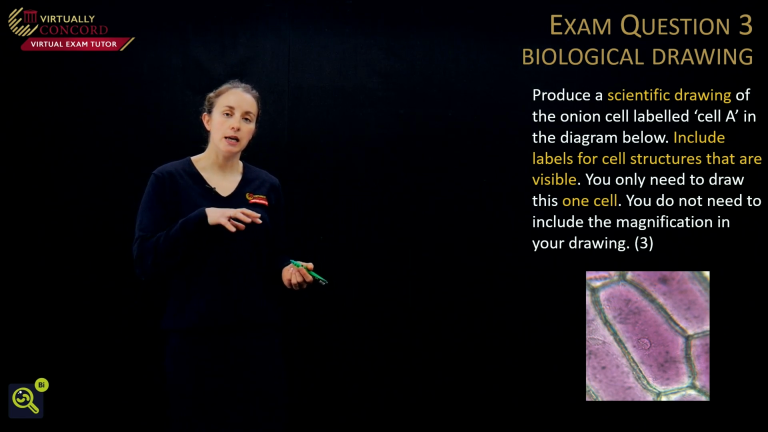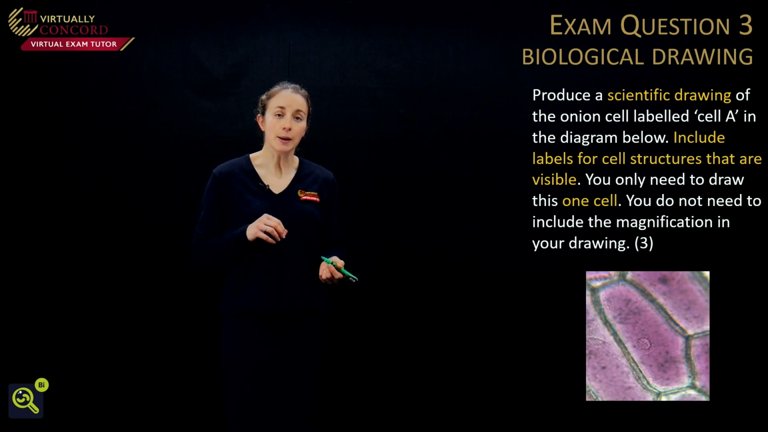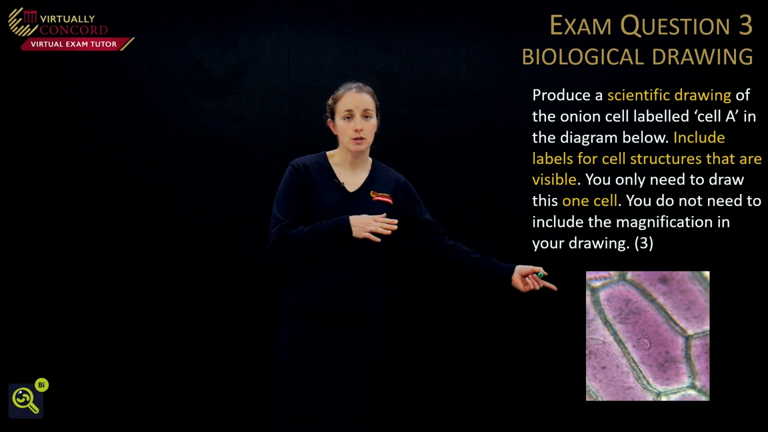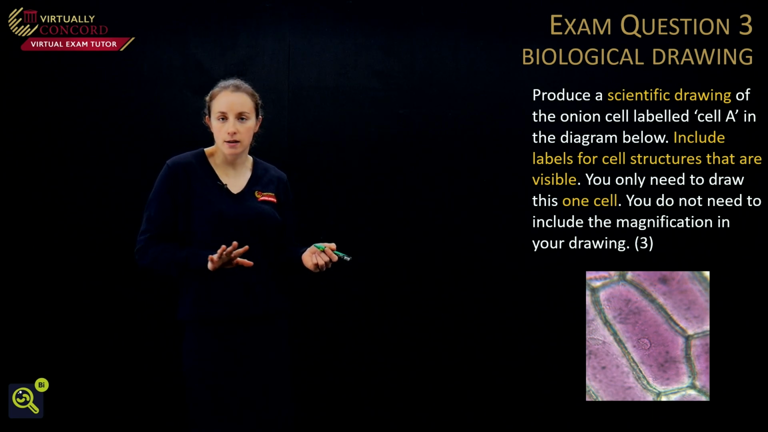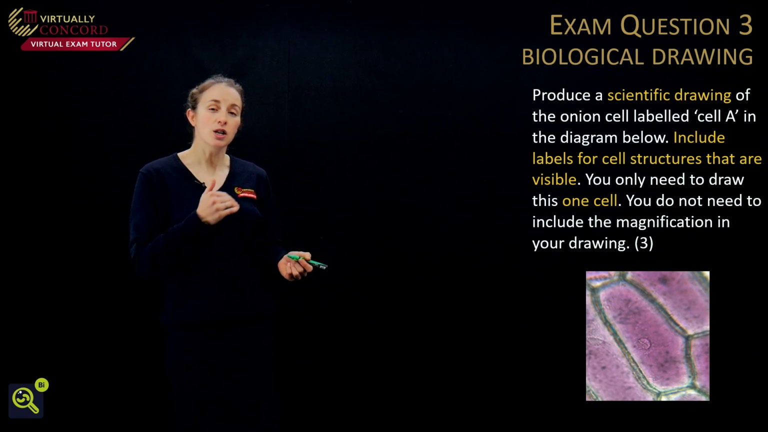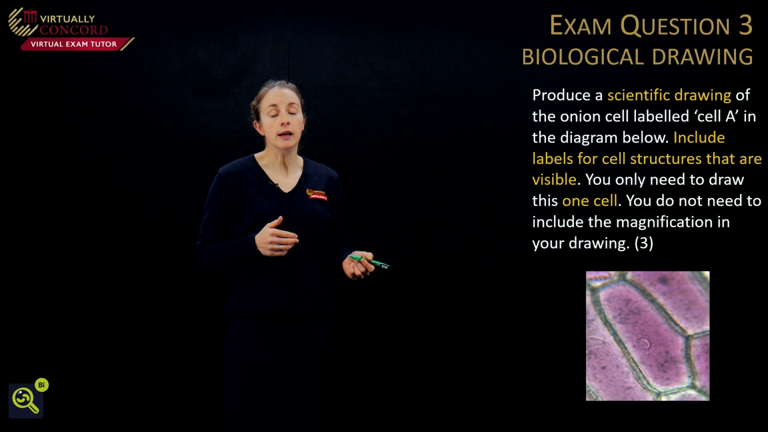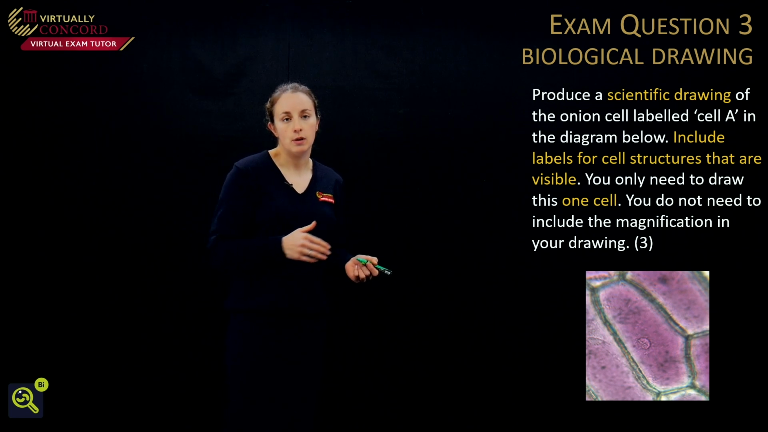So in terms of scientific drawings or biological drawings, there are a few things you need to be careful about. So you need to be thinking about drawing with nice clean lines. You need to draw exactly what you see in the diagram. So in this case, don't start drawing a sort of stylized onion cell, what you think it should look like. Just draw exactly what you see in the image and then label anything that is visible in the image.